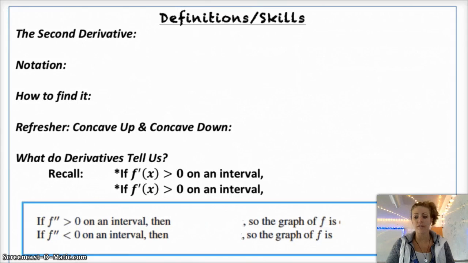So the second derivative is literally you have the function, and then you take the derivative of that, and you get f prime, or the first derivative. And then if you take the derivative of the derivative, right, of f prime, you get the second derivative. And a lot of times we call that f double prime, and we have f with two apostrophes in the middle. And I'll show you how to use the other notation as well.